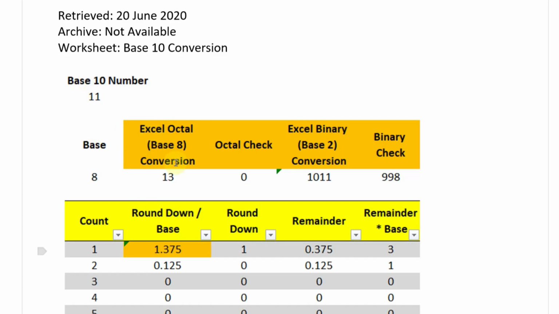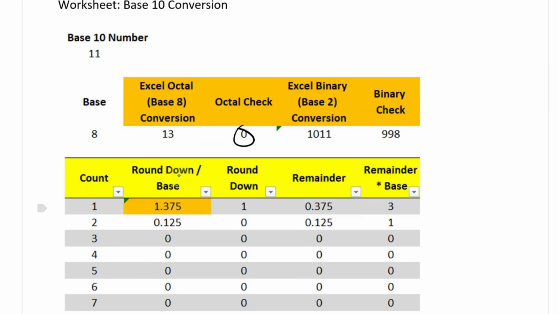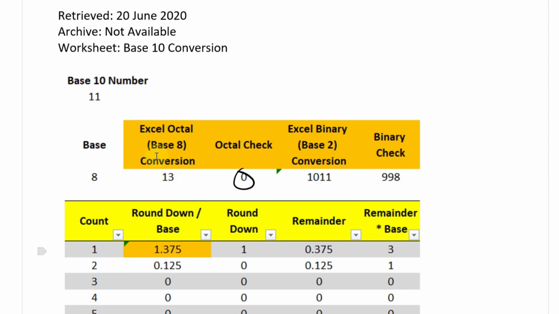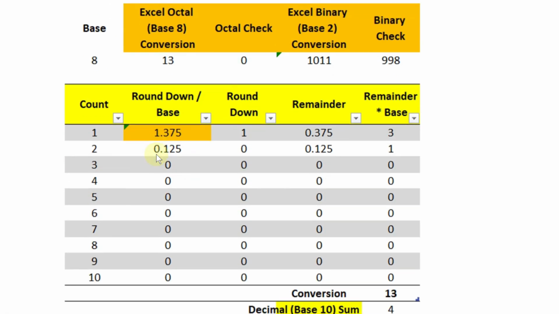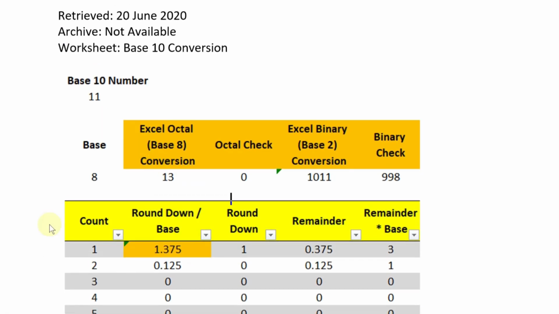And also there's an octal base 8 conversion within Excel. It automatically goes to 13. There's a check. It just subtracts this 13 from this to see if it's correct, and the 0 is checked. There's also binary here. Just ignore this check because it depends on the binary. Binary is base 2. Octal is base 8. Like an octopus, I believe that's 8. Yeah, octopus, I believe, is 8 tentacles and so on.